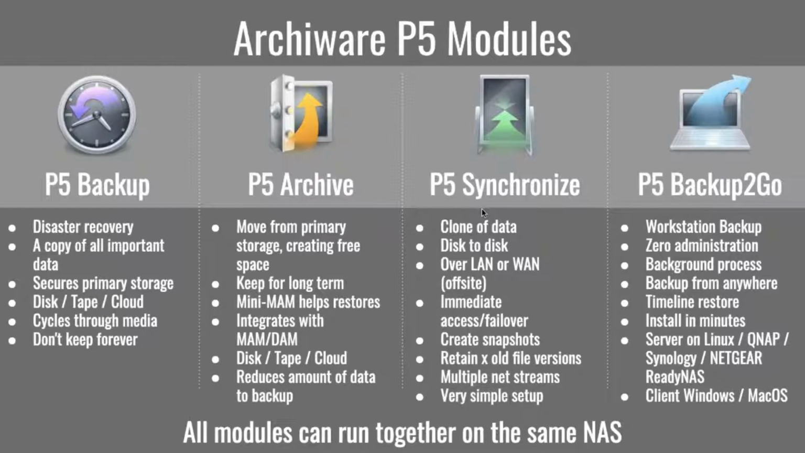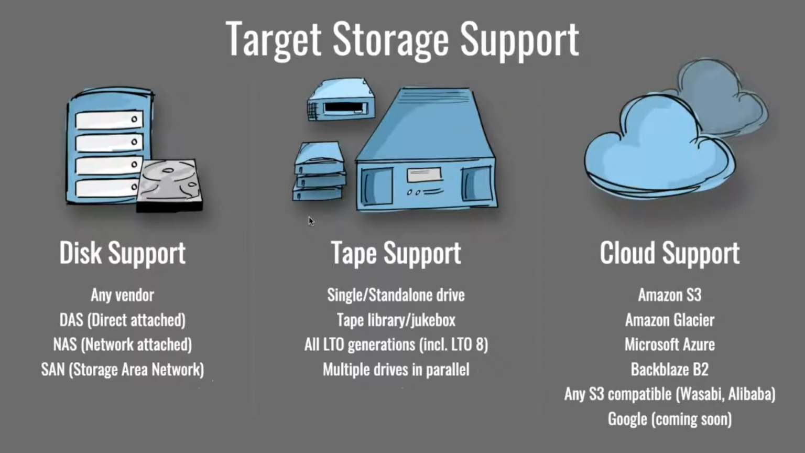And then over on the right hand side, P5 Backup to Go is workstation backup. So this is backing up your Mac and PC desktop and laptop machines to a centralized piece of storage on the network, which again could be a NAS device and could specifically be a QNAP if that was the kind of NAS that you're interested in. And all of these modules, as it says at the bottom, can run together on the same network attached storage device at the same time. So you can build a workflow using multiple tools. So next slide.